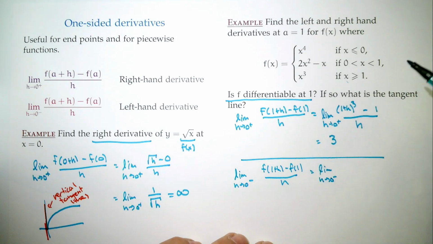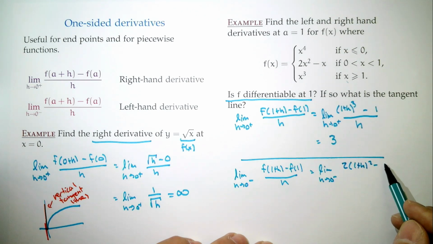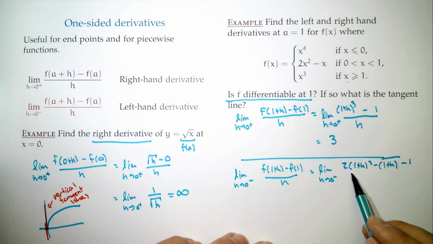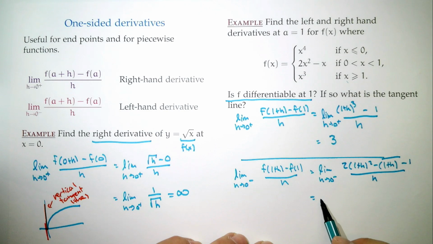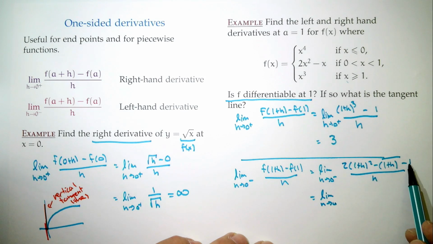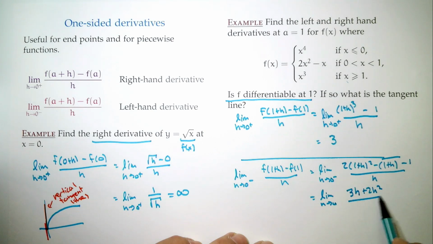Now, I'm below 1, so I use a different rule. So 2 times 1 plus h squared minus 1 plus h. Then I subtract 1, all over h. If you clean this up, that's the limit as h goes to 0. You get 2 minus 1, which is 0. Then in the cross terms, you get 2h times 2 minus h, so that's 3h, plus 2h squared, over h.